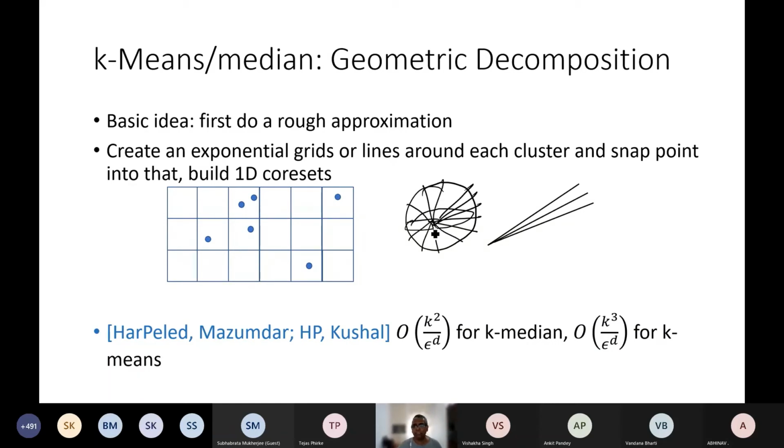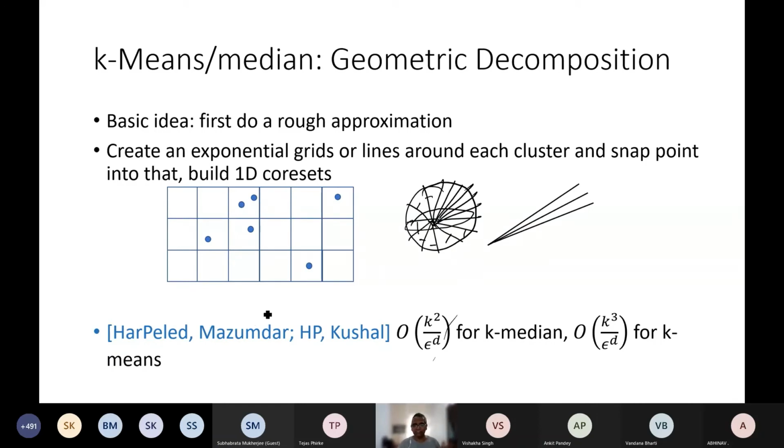You cut a pizza with these lines, right? And you sort of project each point onto its closest line, and then solve the one-dimensional problem. And take this one-dimensional construction that you did, this one-dimensional coarse set, and take the union of those.